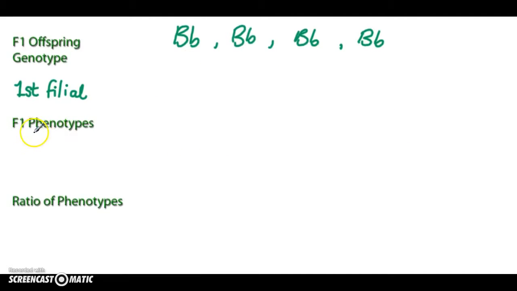F1 phenotype, so the features of these offspring. Well, they're all big B, little b. They have a dominant allele for brown eyes and a recessive allele for blue eyes, which means this individual is brown, as does this one. Brown, brown, brown. Okay, so we have 100% brown eyes. Okay, I thought I said something about a 3-to-1 ratio.